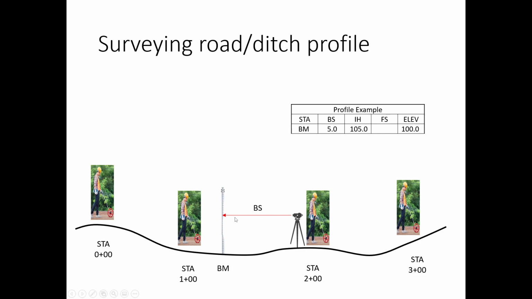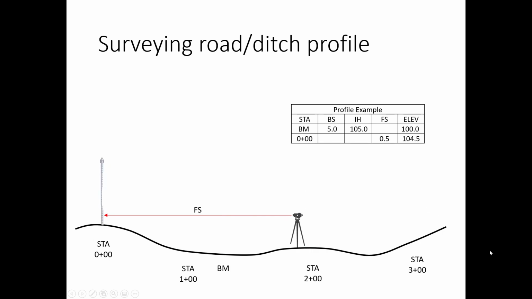So we're going to shoot a backsight on there, and here we're saying it's 5 feet. So again, the backsight plus the elevation gives us an instrument height of 105 feet. So now we've established our instrument height. And from here, it's really straightforward if you can see everything. And so now we're just going to take foresights at each individual station. And so again, it's pretty straightforward.